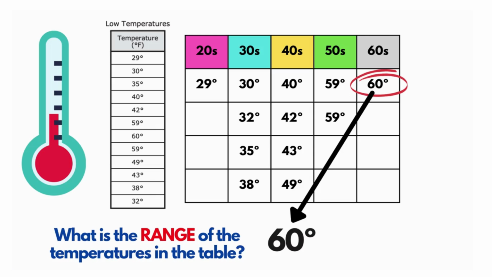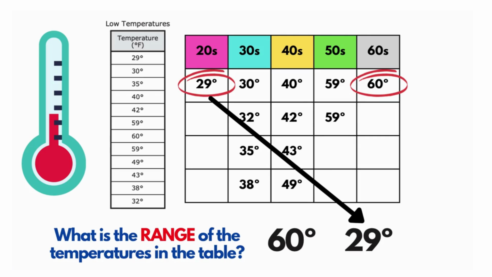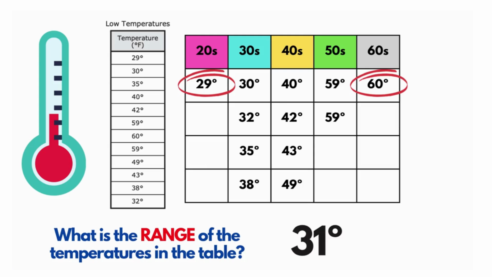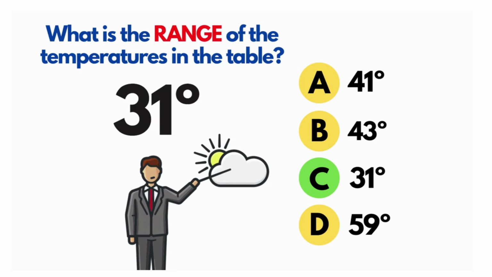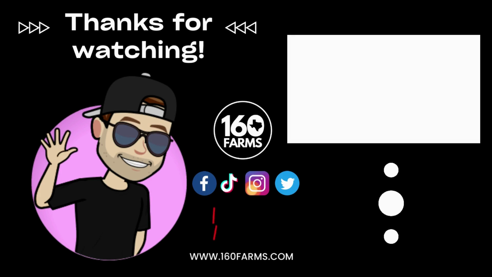We find range by taking the largest value and subtracting the smallest value. We see from our table that 60 is our largest value, and we go to the first number in our 20s, which is 29, and we just subtract these 2 values, simple subtraction here, and we get 31 degrees. So largest value 60 minus smallest value 29. What is the range of the temperatures in this table? Your correct answer, C, 31 degrees.